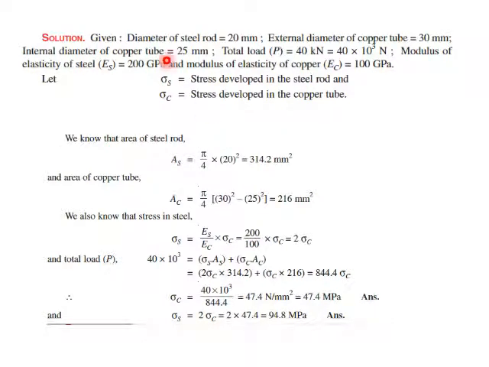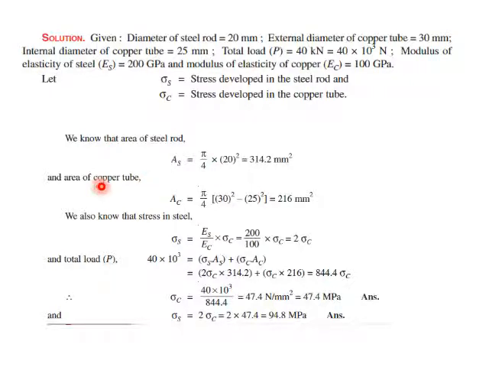So diameter of steel rod 20 mm, external diameter of copper tube 30 mm, internal diameter of copper tube 25 mm. Total load is 40 kilonewton, that is 40 into 10 raised to 3 newtons. So modulus of elasticity, it is given as 200 gigapascal, converting to Newton per mm square. So area of the steel rod AS, it is solid basically, so no need to subtract external diameter and internal diameter. So pi by 4 into 20 square, directly you will get the answer.